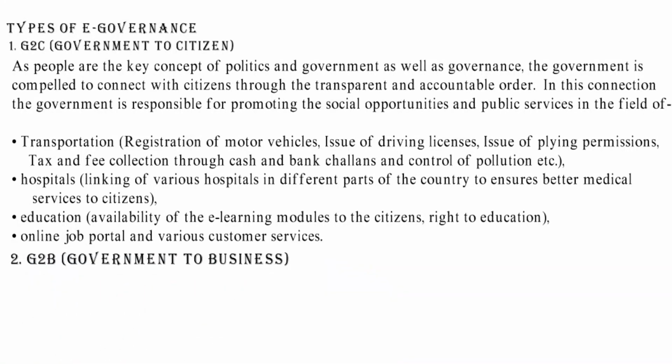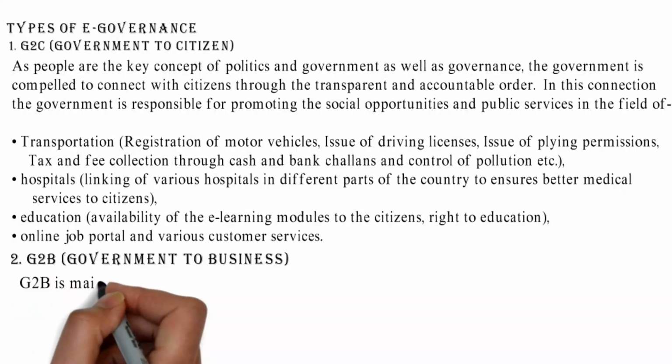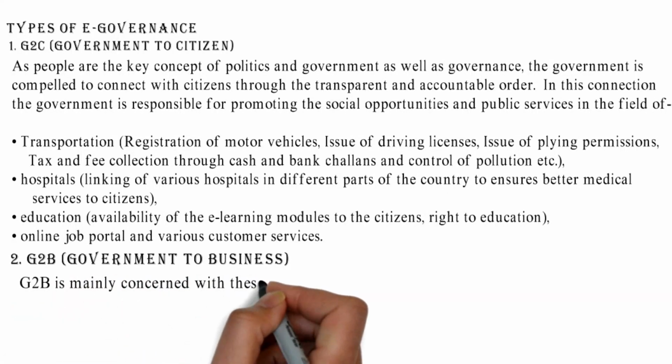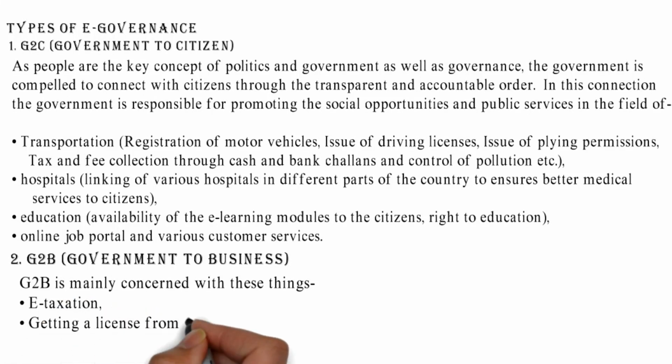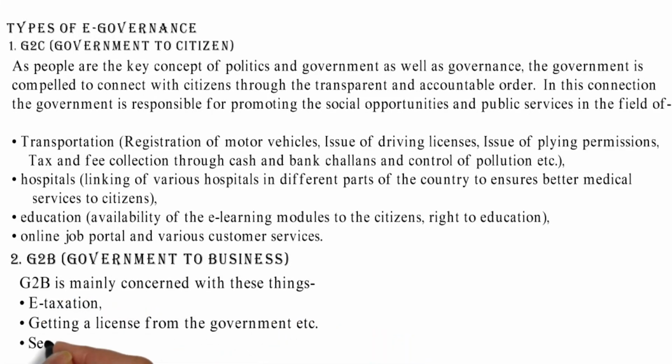2. G2B, Government to Business. G2B is mainly concerned with these things. E-taxation, getting a license from the government, etc. Secure electronic transactions.